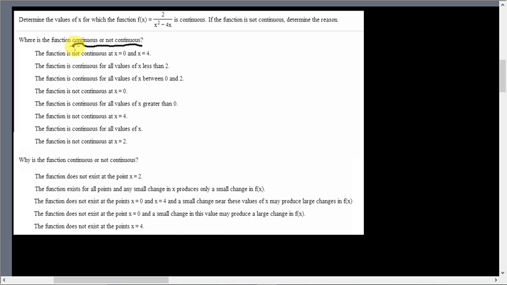Where is the function continuous or not continuous? Is the function continuous at x equals 0 and x equals 4? The whole point is basically where are the asymptotes, or at least the vertical asymptotes, where the function would be disrupted or non-continuous. Alright, so at 0, the denominator is 0 squared minus 4 times 0. You don't really need to know the numerator, but there's no x up there anyway, so it's 0 minus 0, and you can't divide by 0, right? So this one is not continuous.